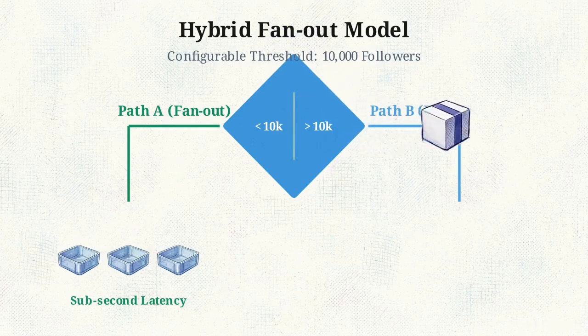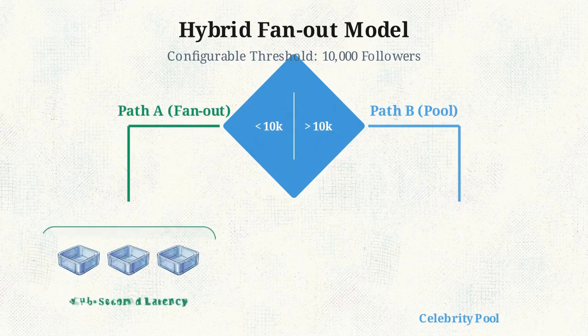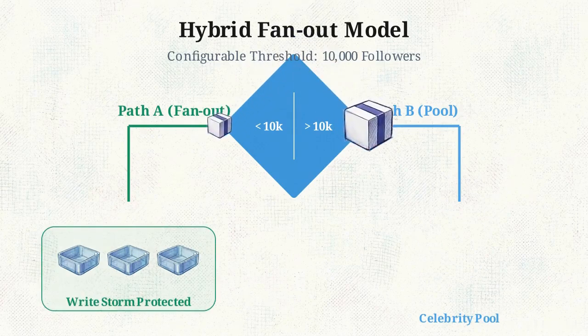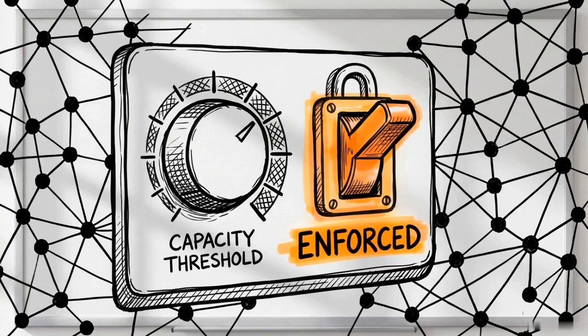Outliers above the threshold follow path B. They skip the fan-out queue entirely. Their posts fall immediately into a dedicated, read-optimized celebrity pool, protecting the background workers from write storms. By treating data heterogeneously, the architecture explicitly caps the maximum cost of any single fan-out event at 10,000 operations.